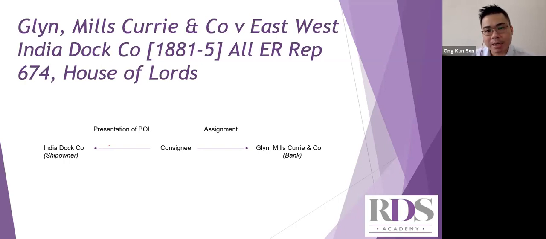So from this, Glyn, Mills and Curry is a very interesting case because it discusses a lot of legal principles surrounding the bill of lading. And one of the most prominent is what I've just discussed: if one of the bills of lading is accomplished, the others will stand void. So the key takeaway from this case is that if you have a lot of copies of the bill of lading, you must be aware that whoever first claims the goods using the BOL, the rest of the bills of lading will not be held valid. So this is what the House of Lords held.